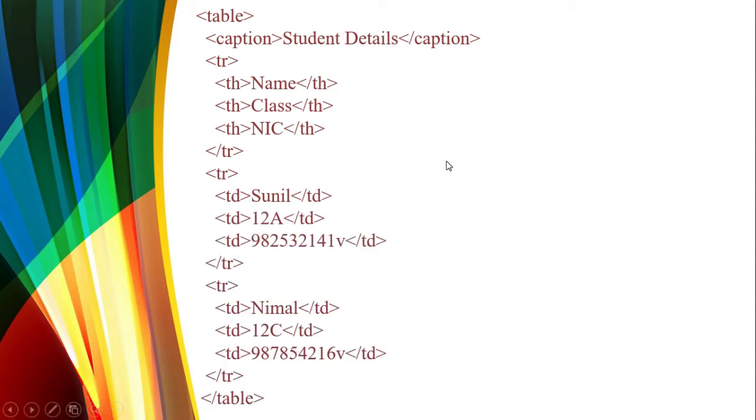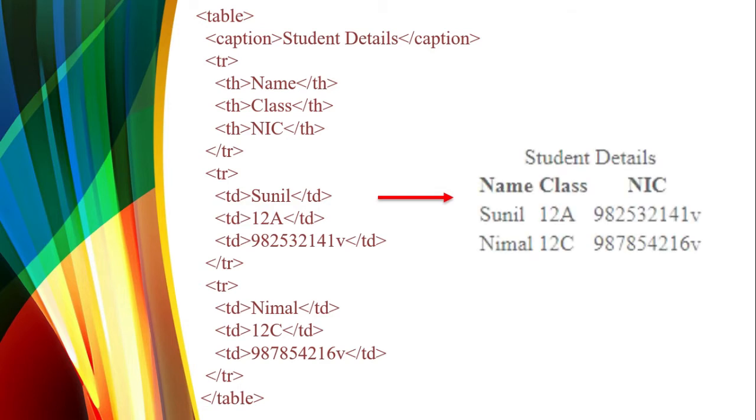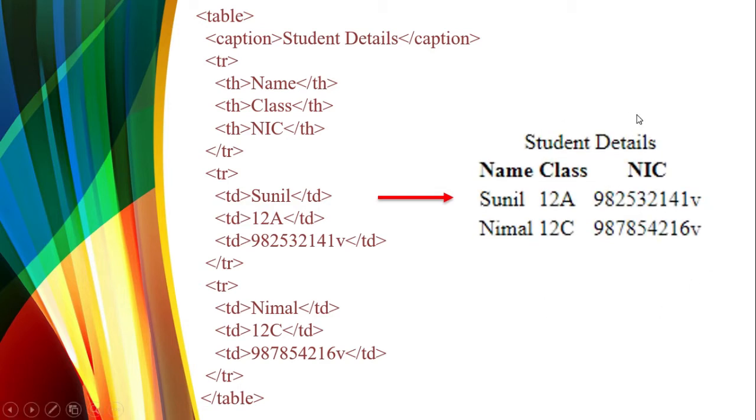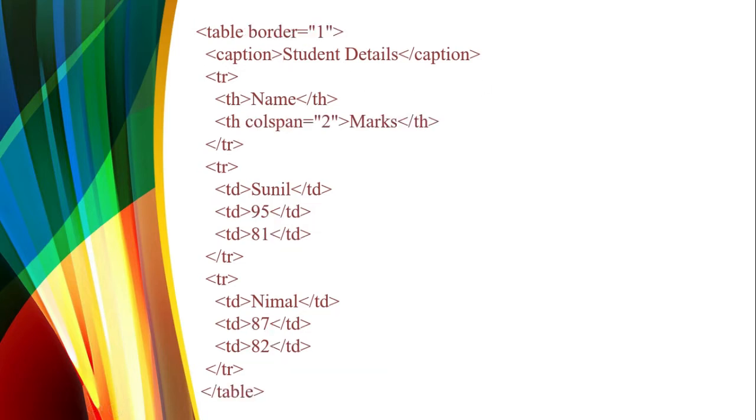When we haven't added a border, then the output is like this. If you want to add a table without a border, we can use this code. Let's see another example to understand the colspan attribute. If you want to use two columns as one column, you can use the colspan attribute.